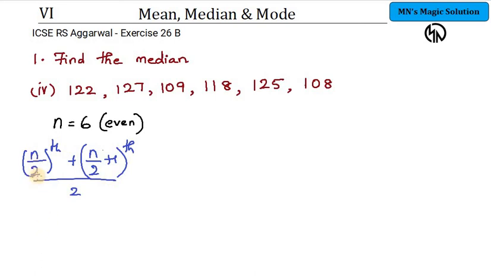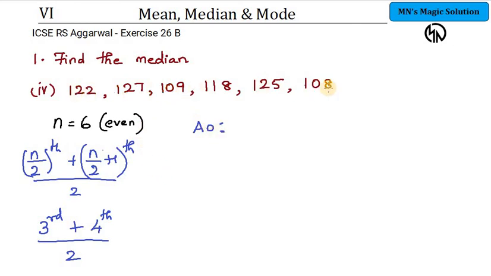Okay. So what is the n by 2 the data? n by 2 will be 6 by 2, which is the third data, plus the next data will be the fourth data, n by 2 plus 1, divided by 2. So the third data and fourth data you have to find, add them and then divide by 2. So first of all, what is it that we have to do? Arrange everything in ascending order.